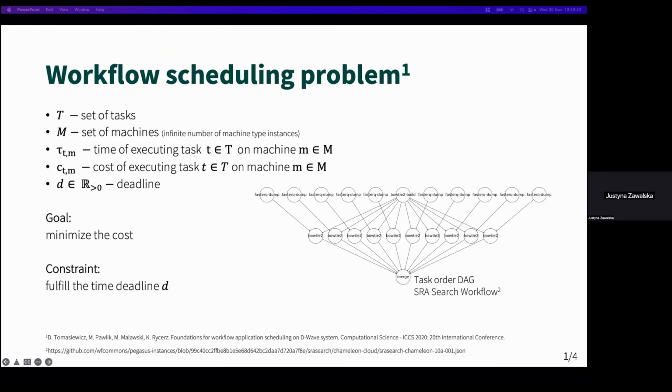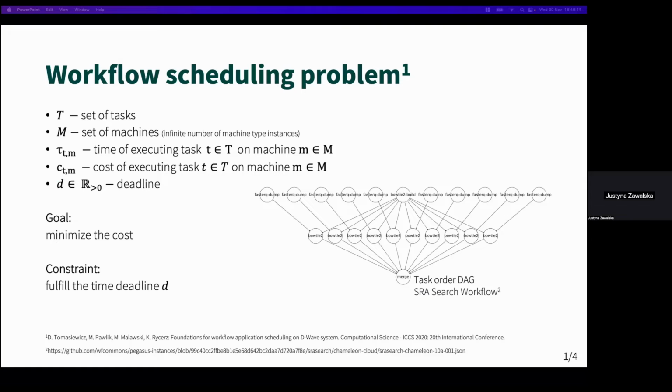The workflow scheduling problem is a combinatorial optimization problem defined as follows. We have a set of tasks, and the tasks are only classical, and a set of machines. For each task, there is a defined time that it takes to execute it on each machine and an associated cost. The goal is to find the best assignment of machines to the tasks so that the cost of using the machines is minimized, and the following conditions are met.